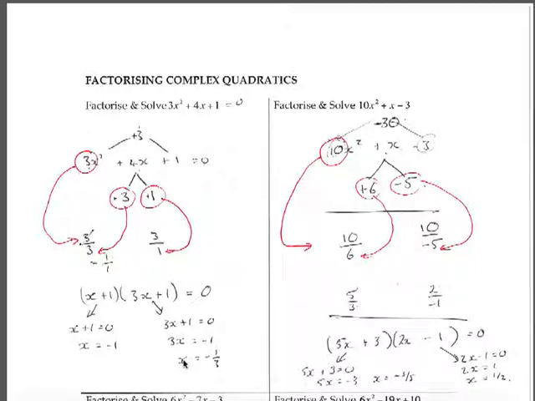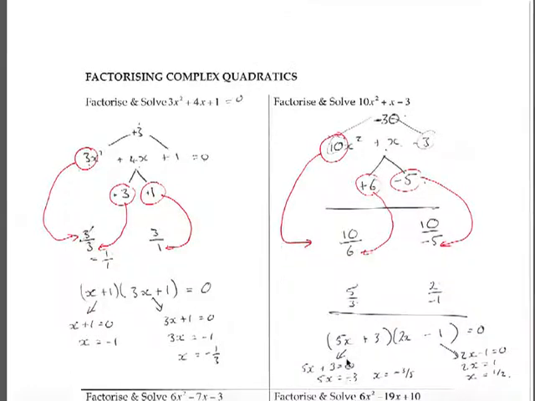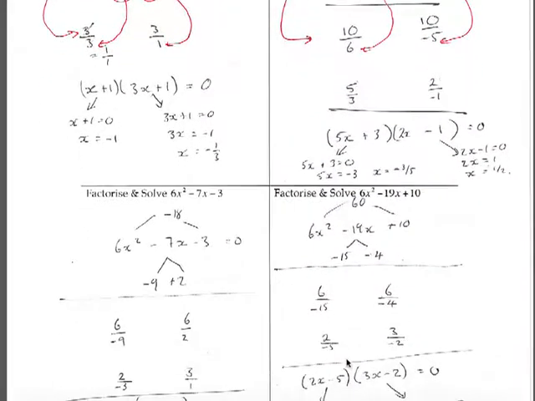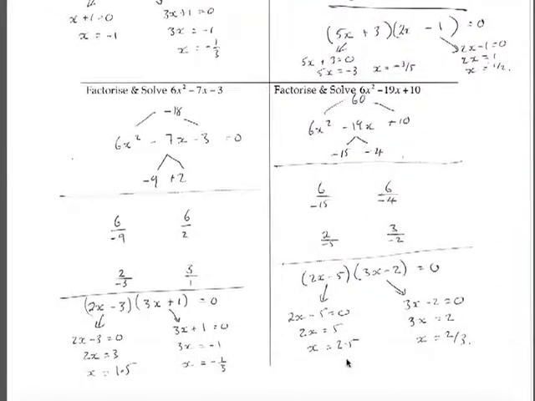Now pause the video for a moment whilst you have a go at the next two here. Okay. And the answers for the next two should have looked like that. Exactly the same method as higher up. You can freeze the video there and check your answers, and then try the worksheet.